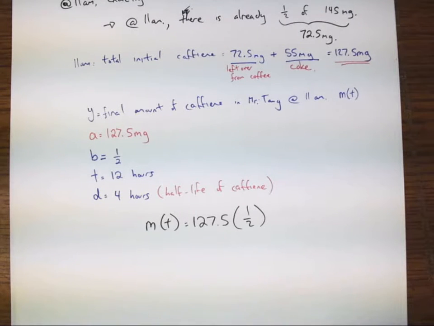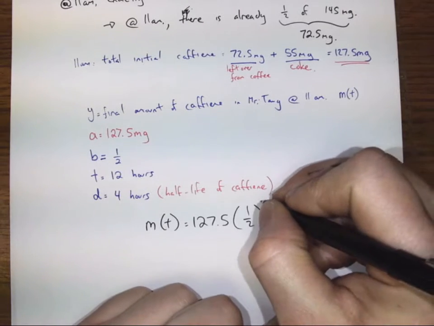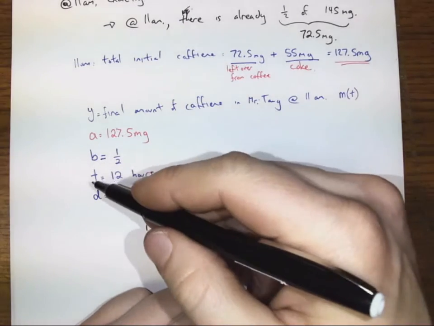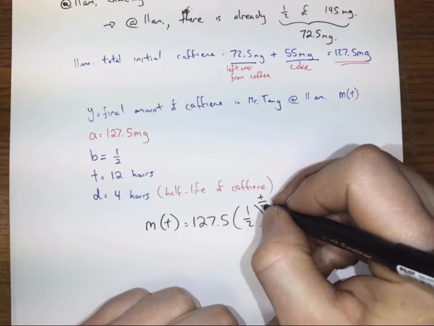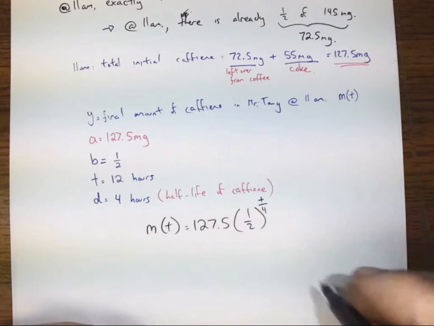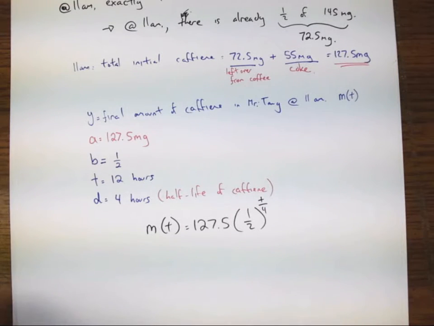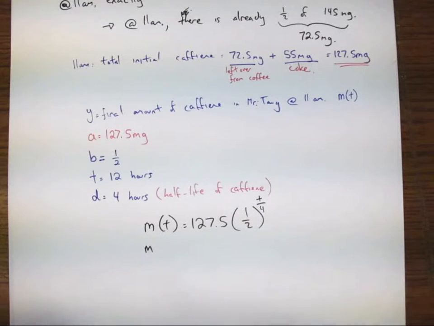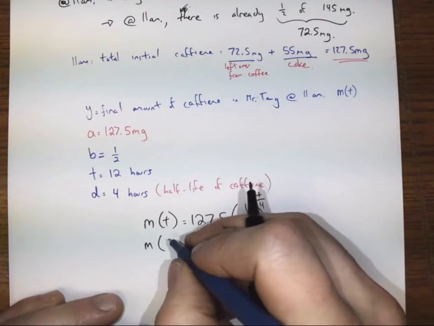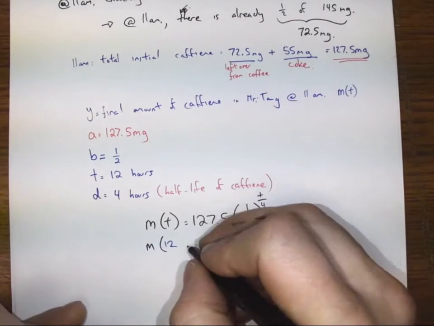To the power of t over d, t over 4, and in this case our time is 12 hours. So I'm going to substitute that straight in. So we're really looking for the mass of caffeine after 12 hours. That's equal to 127.5 times a half to the power of 12 over 4.